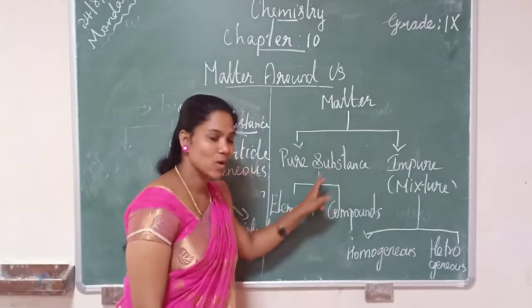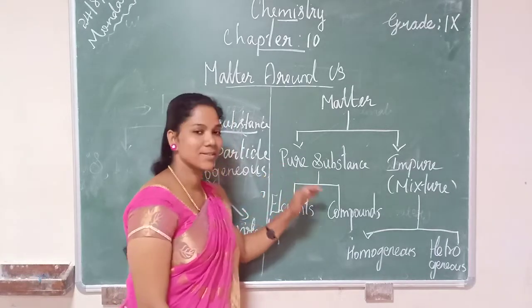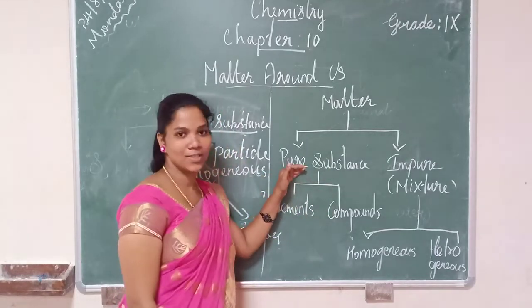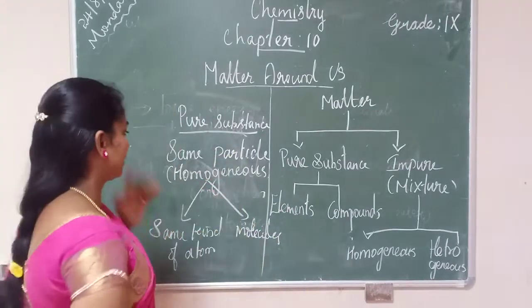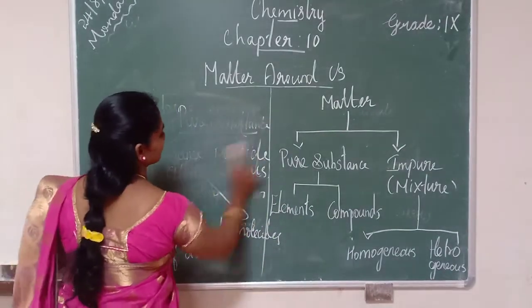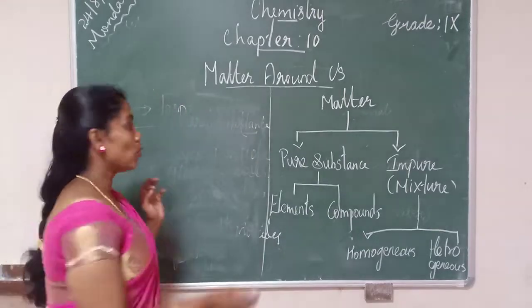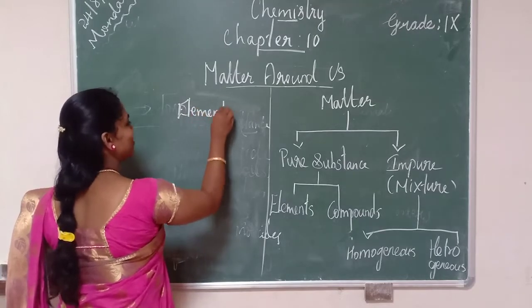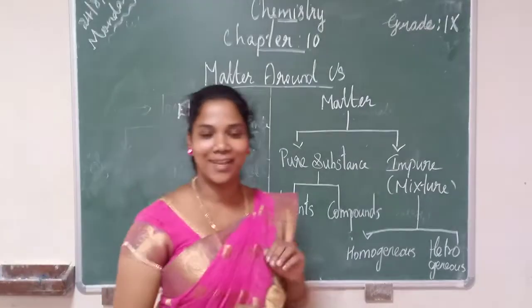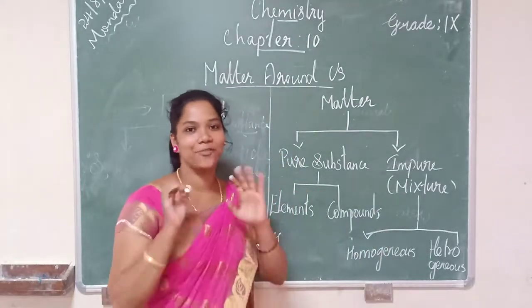We already saw what things come under pure substance. Elements are also called pure substances. Compounds are also called pure substances. Now we can see what this element is. You are all well familiar with the word element. From the lower classes itself we are studying it in chemistry: element, atom, compound. So I hope it is easy to understand.